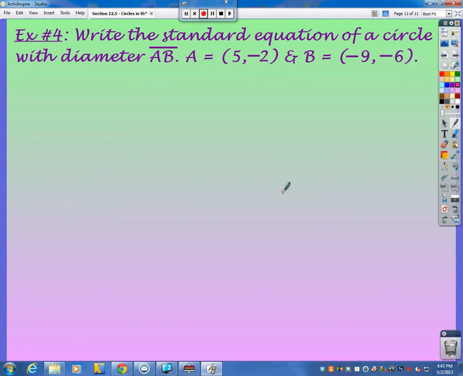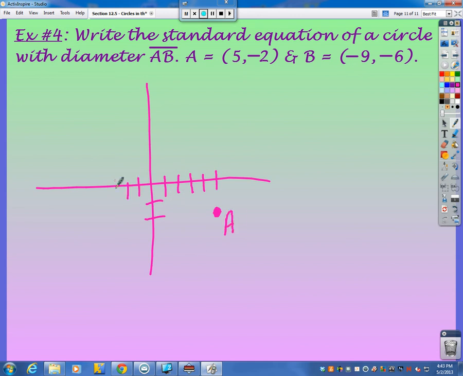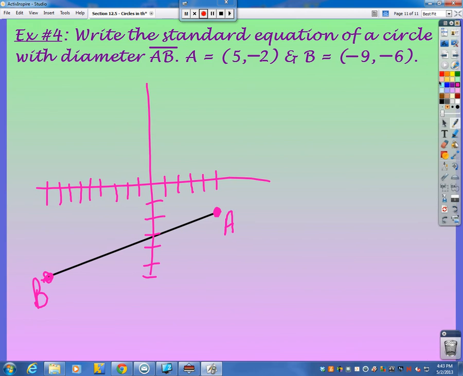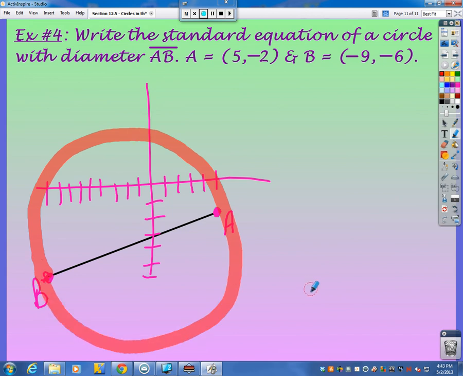Okay, so let's draw this out real quick. And you don't have to do this, just watch what's going on here. So 1, 2, 3, 4, 5, down 2. So here's point A, and B is at negative 9. 3, 4, 5, 6, 7, 8, 9. Down 6, 3, 4, 5, 6. Here's B. Okay, and if I connect those 2 points, that is my diameter. Okay, so I know my circle has got to look something around this ballpark.